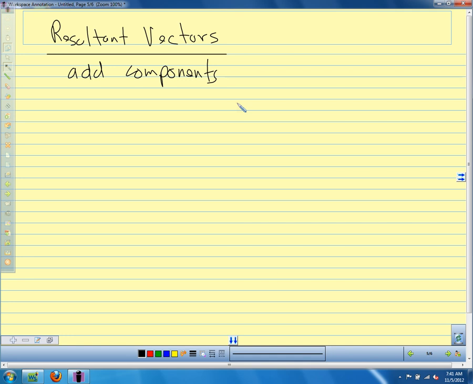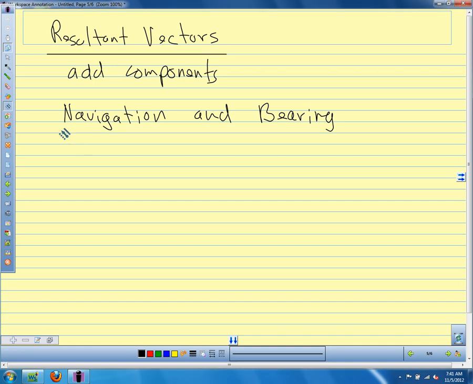And the last thing that I want to mention, often problems that involve resultant vectors have to do with navigation. Math books like to talk about navigation. And there's a couple of different ways that we refer to angles when we're talking about navigation and when we're talking about bearing.